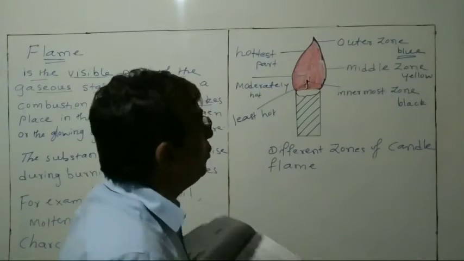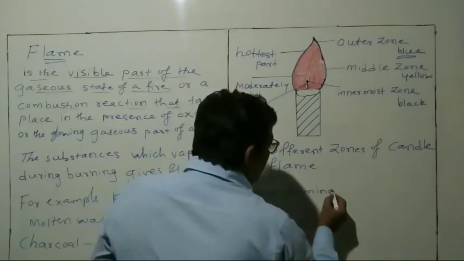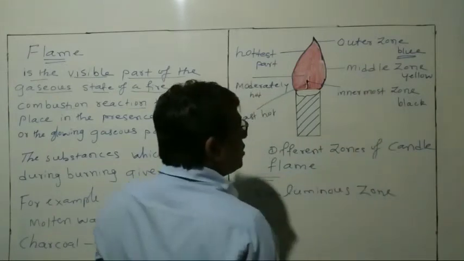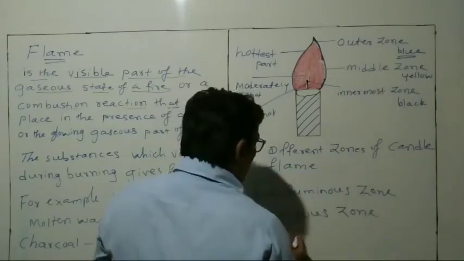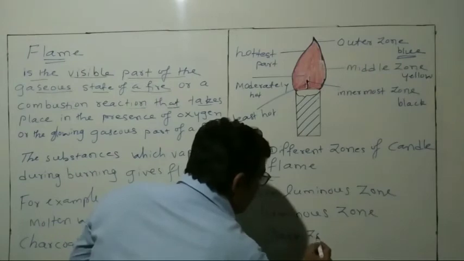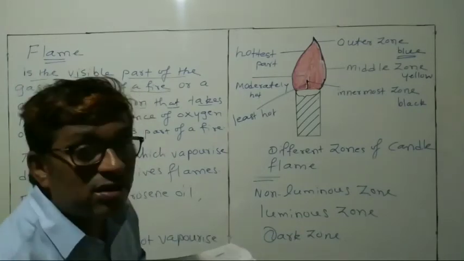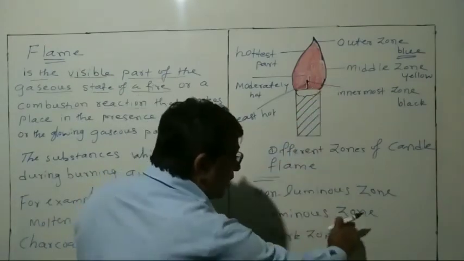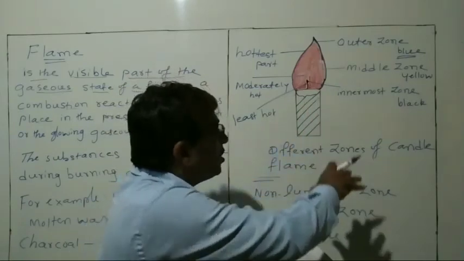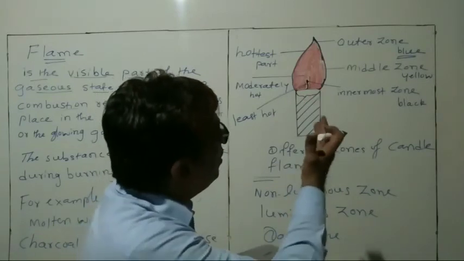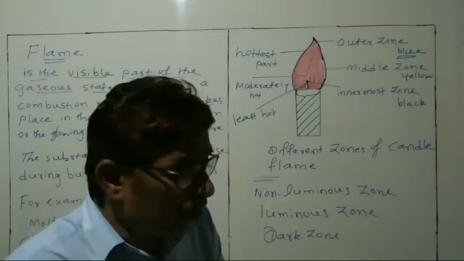Dear students, one more thing: the outermost zone is also called the non-luminous zone. The middle zone is also called the luminous zone. And the innermost zone is called the dark zone. You also have to remember this. Many questions are asked like this, so you have to remember all this information: which color, complete combustion, moderate combustion, least combustion.